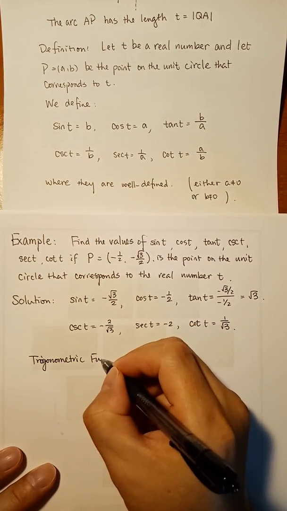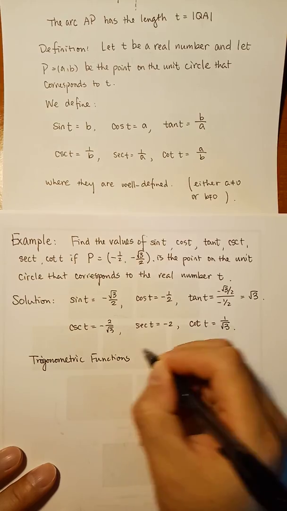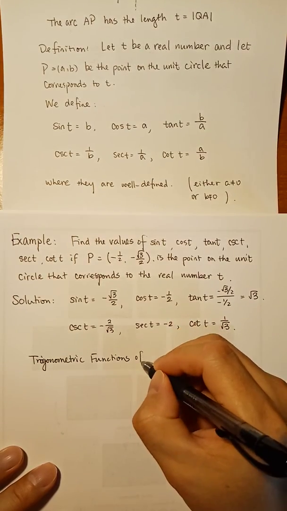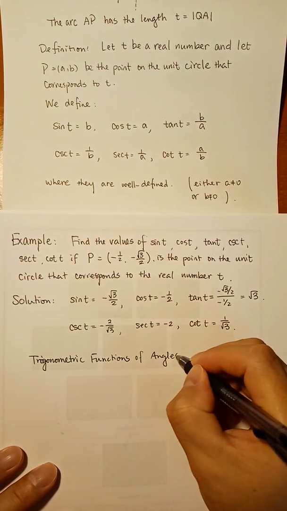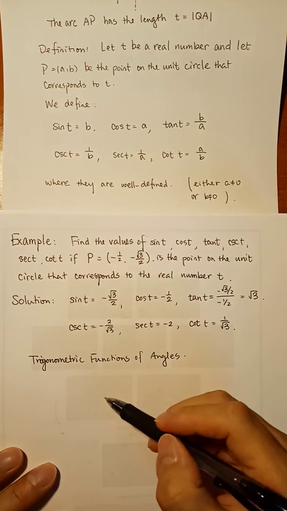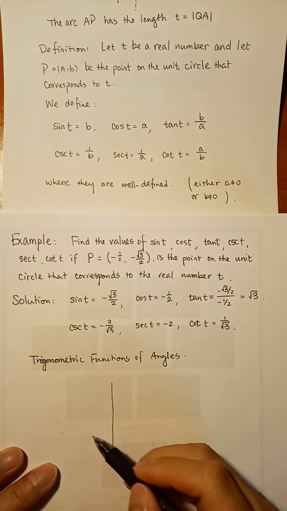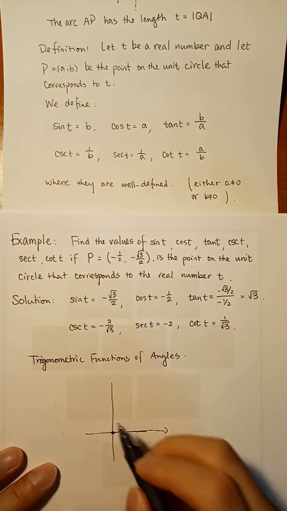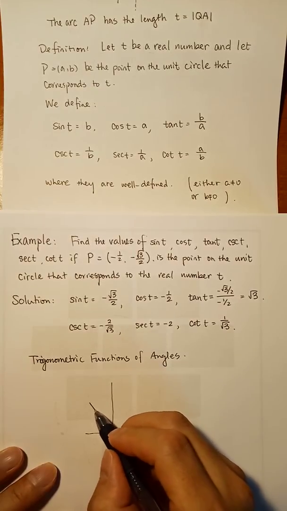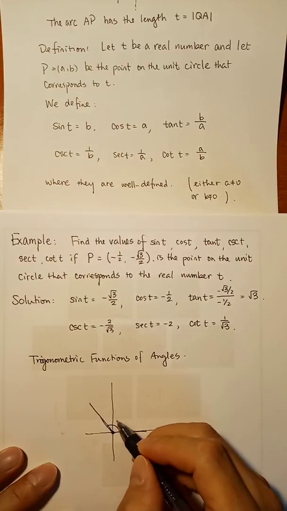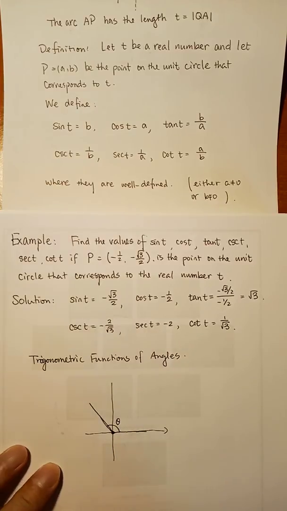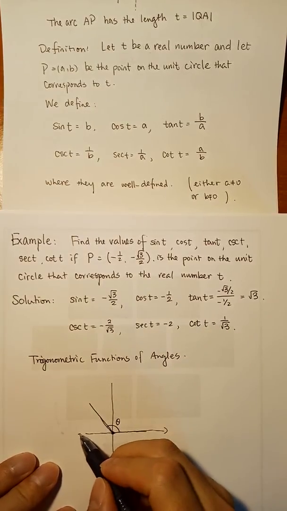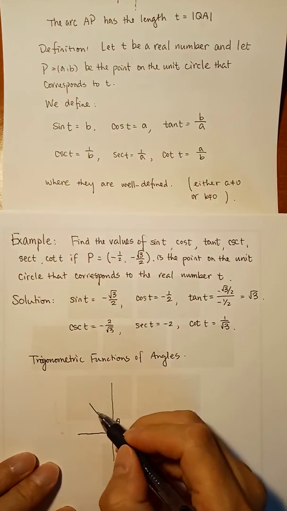Trigonometric functions of angles. So what is the meaning of it? First, let's place this angle in the standard position. For example, let's just put this here, theta. And then, because we're trying to use a unit circle, let's draw the unit circle.